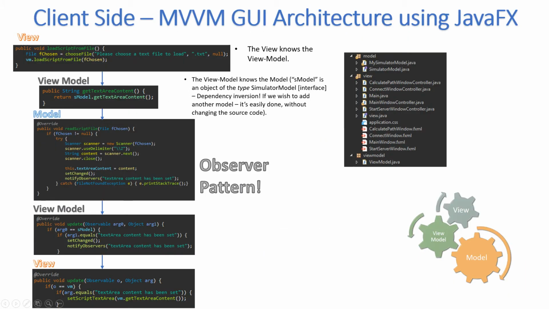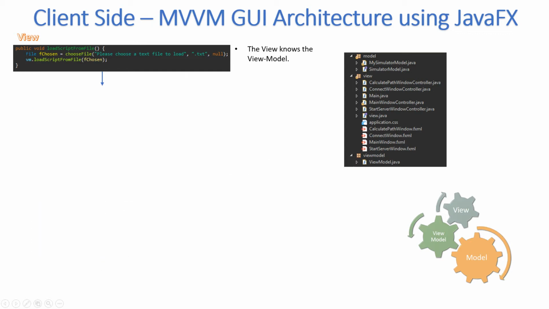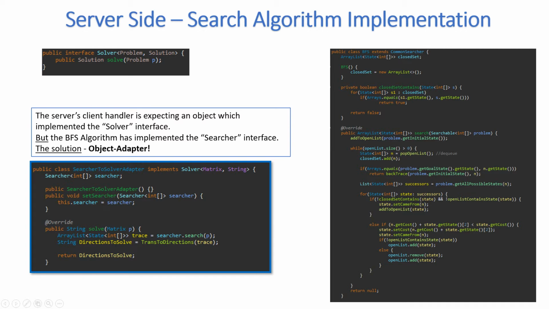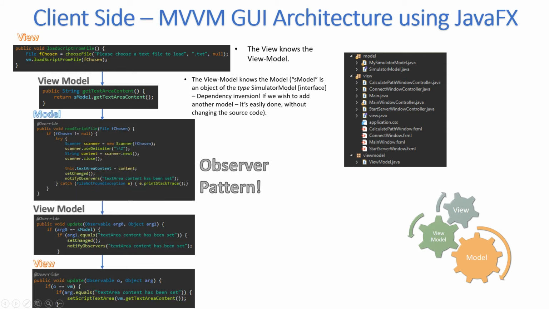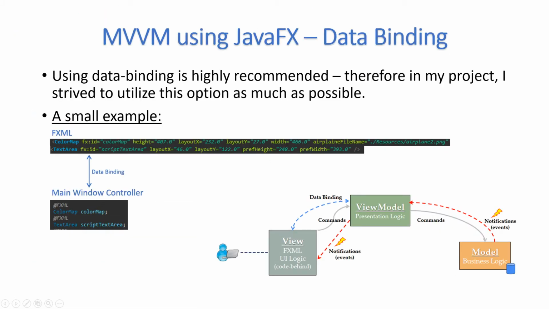This is observer pattern. I think this example shows the behavior, the power, the strength of the observer pattern very well. Like this shows the power and, like I said, the strength of object adapter very well. Let's move on. MVVM using JavaFX also uses data binding, and it's very highly recommended, so I tried to use it as much as possible in my project.